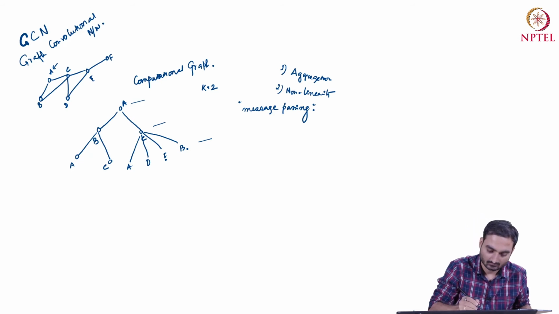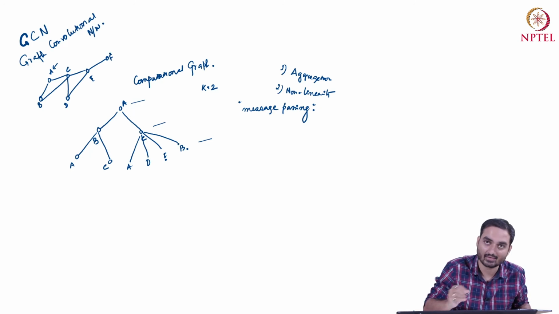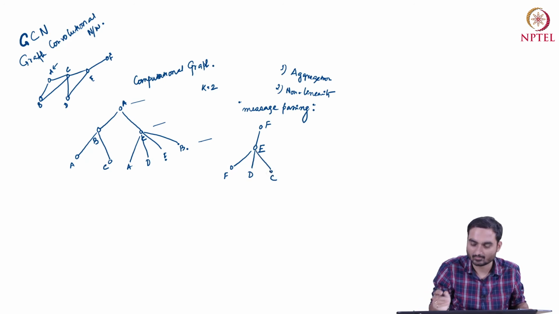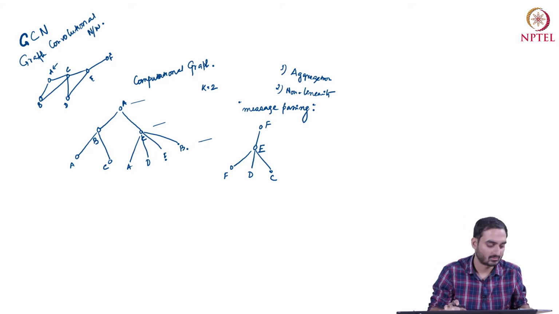Now, this is the computational graph for A, but the computational graph for, let us say, F would be different. For F it would be E, then F, D, C. This is more skewed. Similarly, the computational graphs for C, B, D and other nodes would be different.